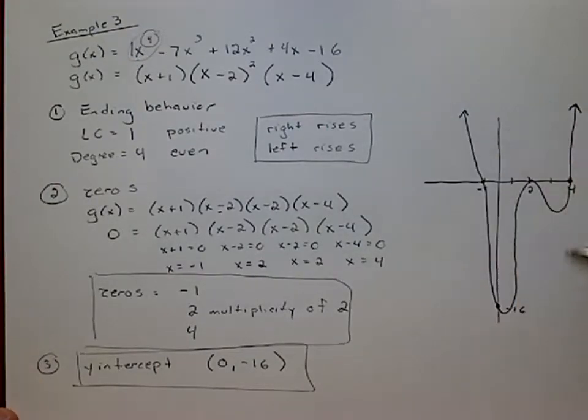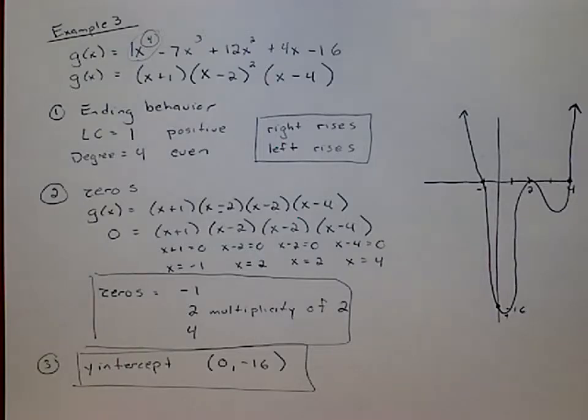My graph could look something like this. Once again, I do not know how low this goes past that -16. I don't know how high or low this goes. It might look like a different shape. But it's going to cross through -1, cross through -16, the y-intercept, bounce off 2, cross through 4, and the left and the right side are both going to rise.